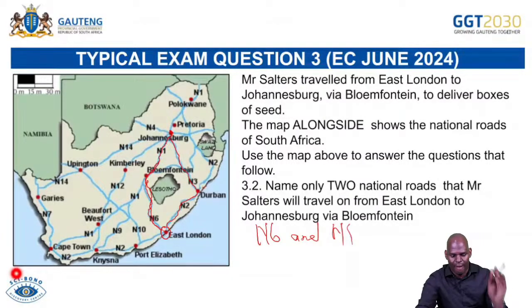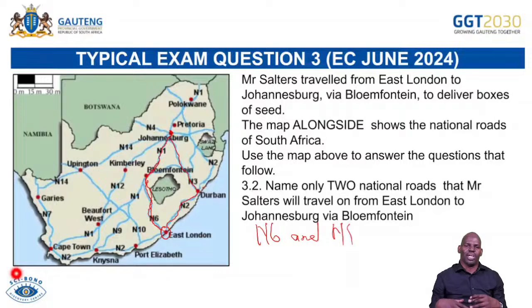You can either say N6 and N1, or N1 and N6, but they only need you to mention two. In some cases, the examiner might not even specify, and just say mention the national roads. If there are two, they will expect you to mention two. But if you mention more than two, it means you're going to lose marks. In other words, if the examiner expects the answer to have two names and you mention three, it means you are not sure about your answer, right? So you always have to be sure about your answer.